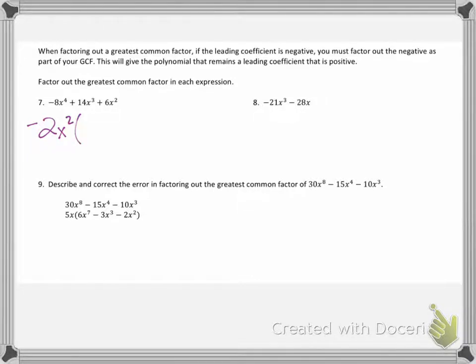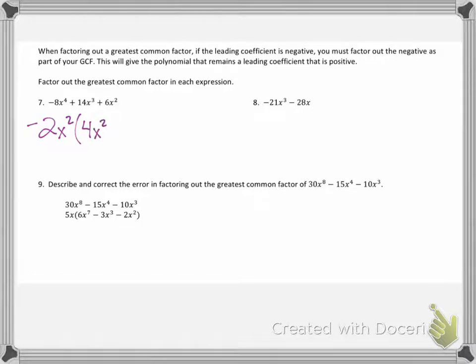So that means when you divide it away, be conscious of that negative because it is going to flip all the signs when you go through and divide. So negative 8x to the 4th divided by negative 2x squared. Negative 8 over negative 2 would be 4. X to the 4th divided by x squared is x squared.